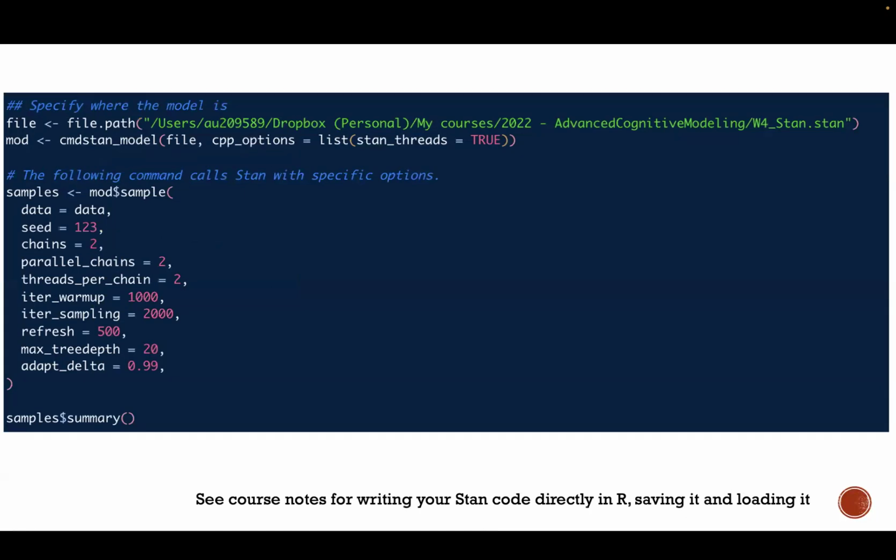Okay, then you specify where the model is. You give it a file path, and whoops, that's a really bad practice, right? You don't want to write the complete path, but I couldn't be bothered to remake the screenshot. What you do is you use projects, right? And then we create a model file that has the cmdstan model with the file, which is the path of the Stan file.